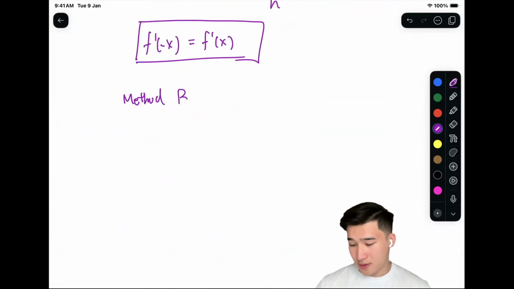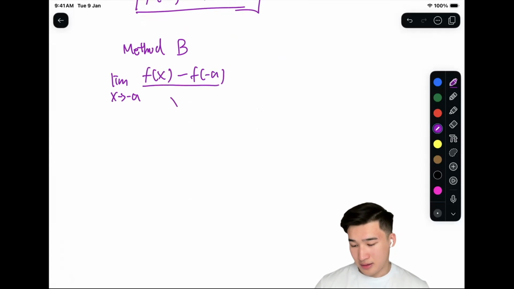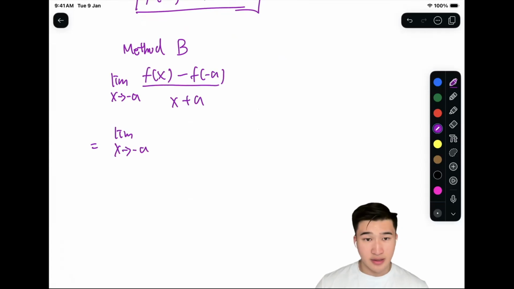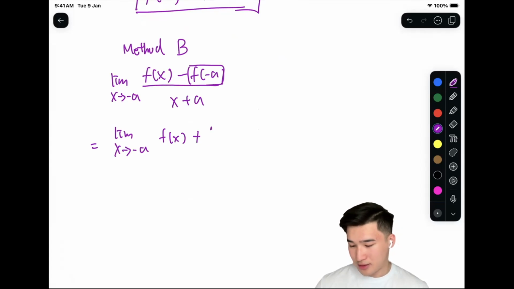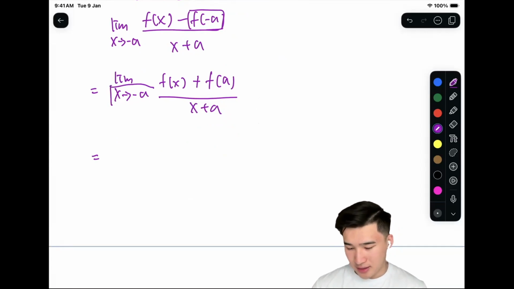Finally, method B. We use the limit x to negative a of the function, f(x) minus f(negative a), over x plus a, same thing just like before. So now we take the limit of x approaching negative a, and then we have f(x), and we know that this is going to be an odd function, so we're going to make this plus f(a), over x plus a. And obviously we have to change the sign here.